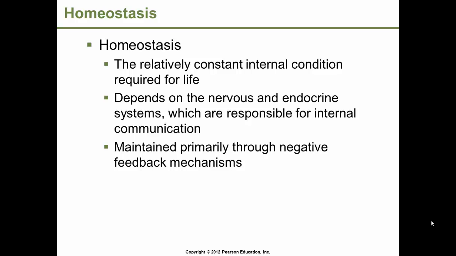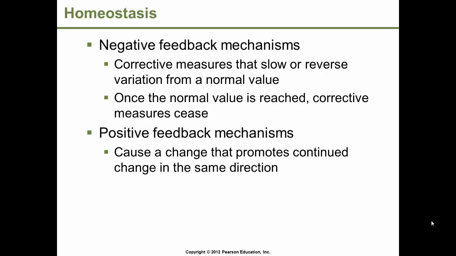Homeostasis is the term used to describe the relatively constant internal condition required for our life. It depends on the nervous and endocrine systems, which respond to internal communication. Homeostasis is primarily maintained through negative feedback mechanisms. A negative feedback mechanism is a corrective measure that slows or reverses a variation from a normal value, a set point for our body, such as 98.6 temperature. Once the normal value is reached, corrective measures cease.